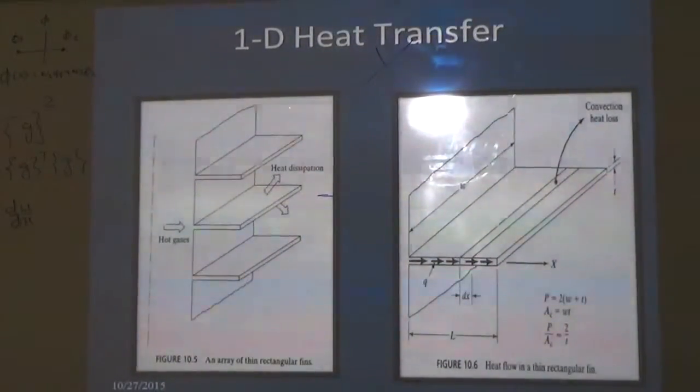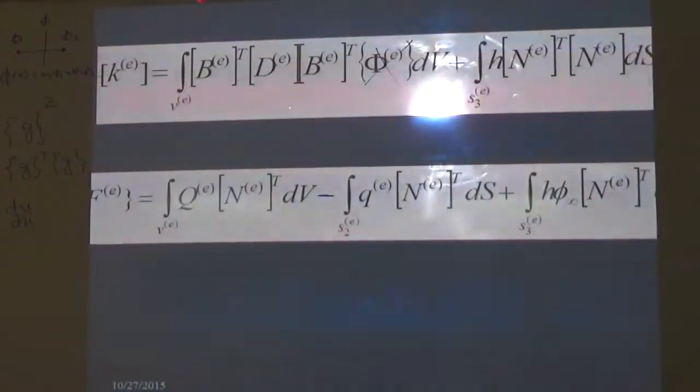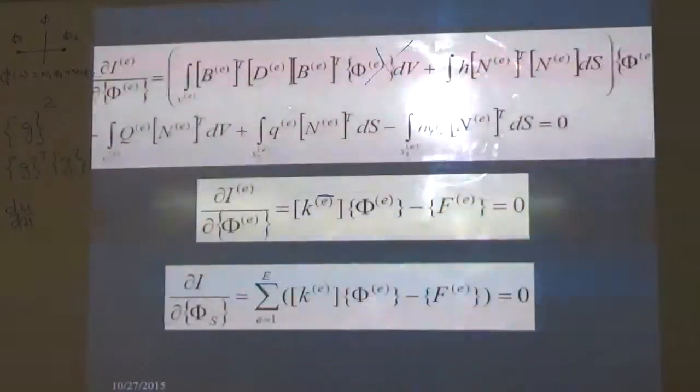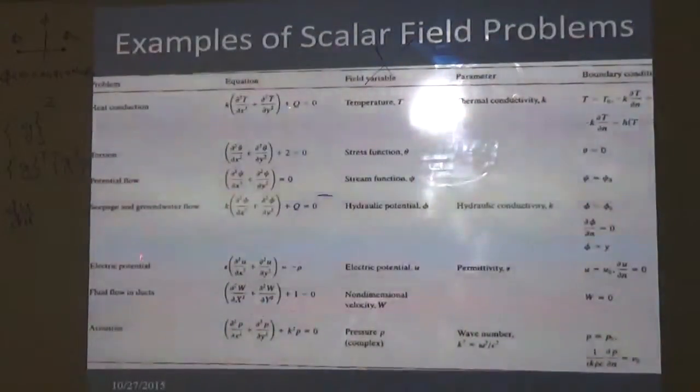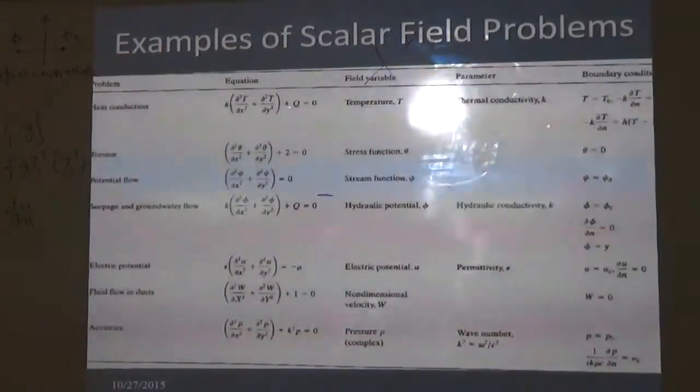In a one-dimensional heat transfer problem, whatever we derive is for the general scalar field problem. This is applicable to all these problems. For example, the torsion problem where kx, ky is 1, kz is 0, q is 2, and the free variable phi is the stress function theta, with boundary condition theta equal to 0 on the boundaries. And the potential flow problem, where the free variable phi is the stream function, kx, ky again 1, q is 0.